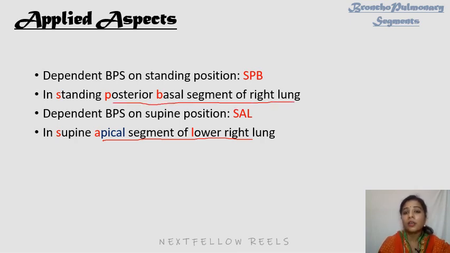If the aspirate enters the left lung, it commonly enters the inferior lingular bronchopulmonary segment, which is the most dependent in the left lung. So that is about the most dependent bronchopulmonary segments.